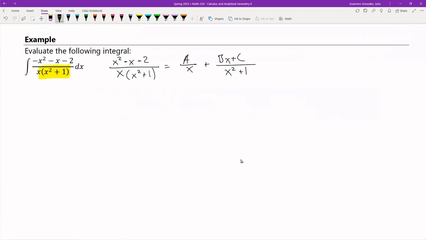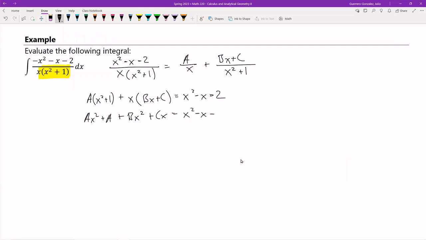I go ahead and do my common denominators. So what I'm going to have here is a times x squared plus 1 plus x times bx plus c. All of this has to equal x squared minus x minus 2. I'm going to expand the left-hand side: a x squared plus a plus b x squared plus cx. I almost forgot a negative there. I'm going to group all of my terms together. So it's going to be (a plus b) x squared plus cx plus a has to equal x squared minus x minus 2.